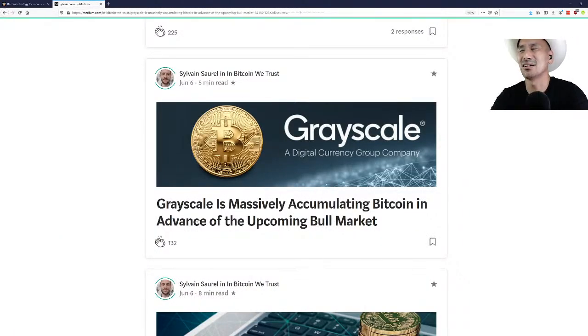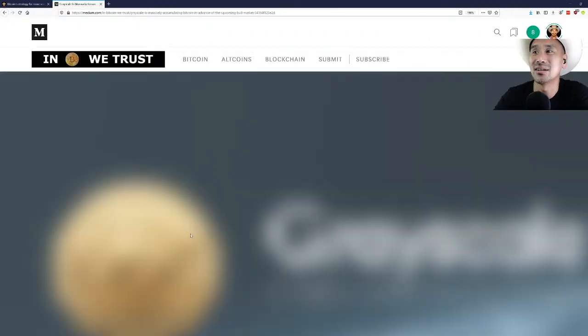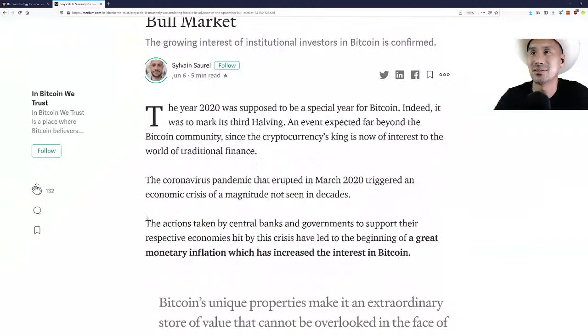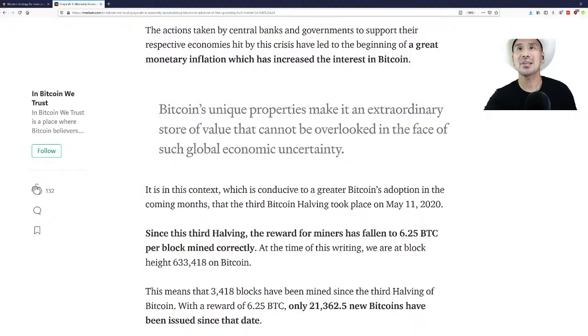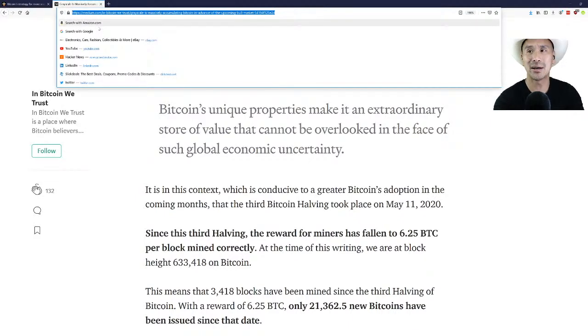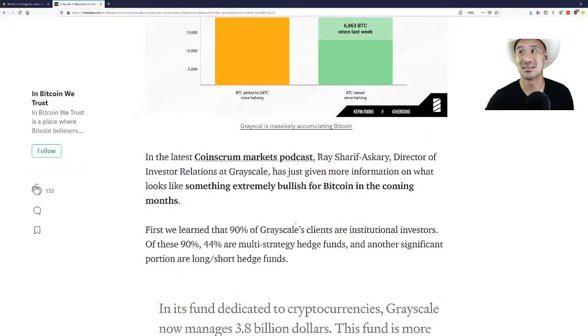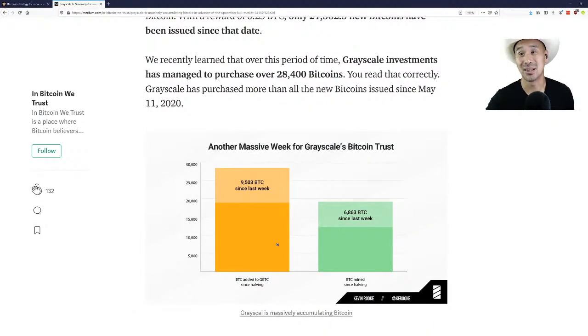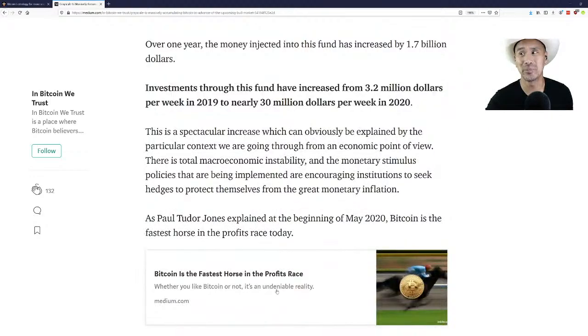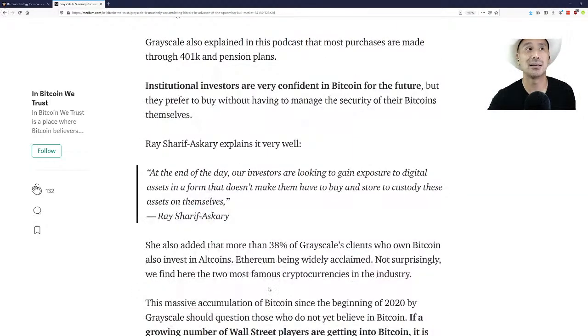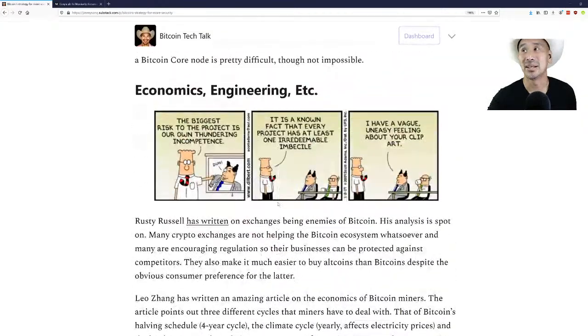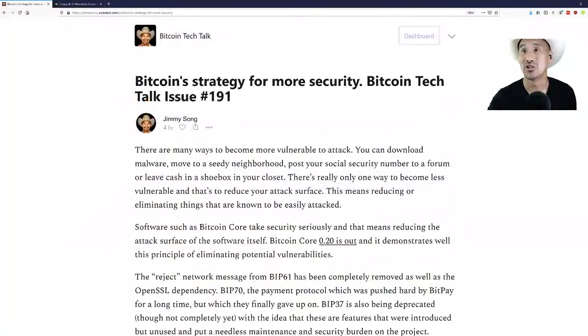Grayscale is massively accumulating Bitcoin in advance of the upcoming market. So this talks about all of the reward and how much Grayscale is currently accumulating, and it's a lot. They're accumulating more than is being mined every day, and this may indicate that there's a lot of money going into GBTC as more retail investors come in.